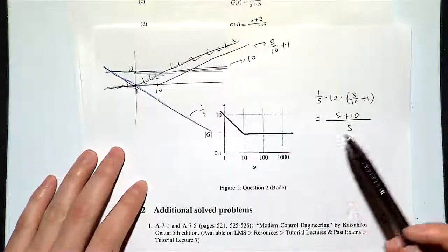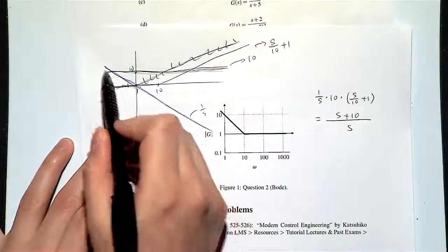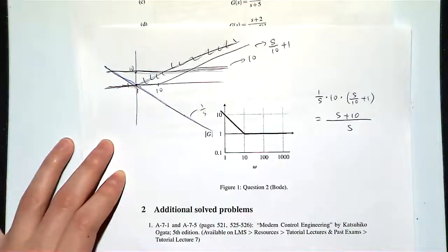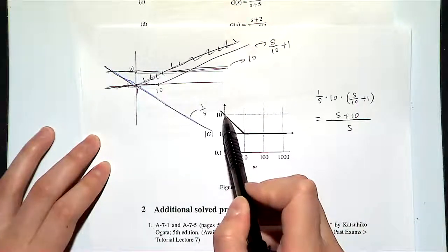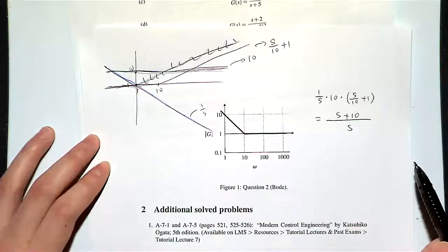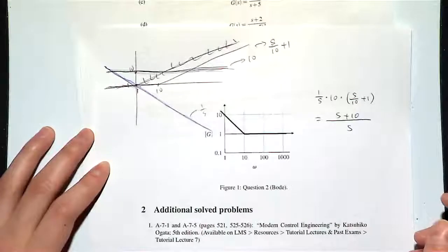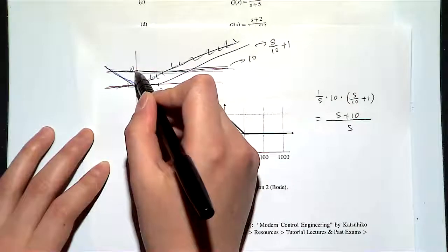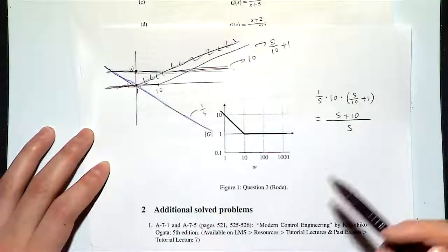So with 1 on S, you're crossing the magnitude axis at 1, right? But here it is crossing at 10, right? So you need something to lift it up, and as it is crossing the line at 10, you know the magnitude is 10.